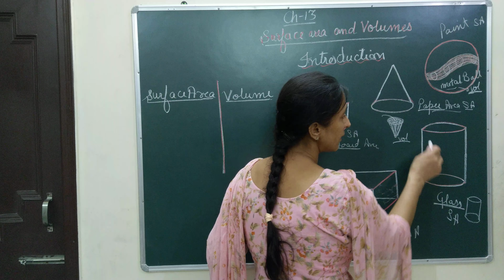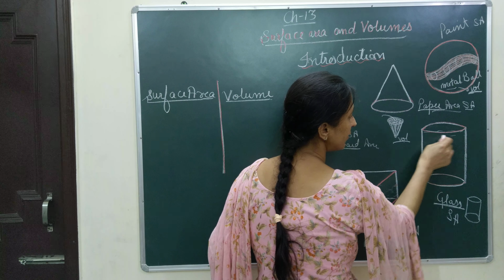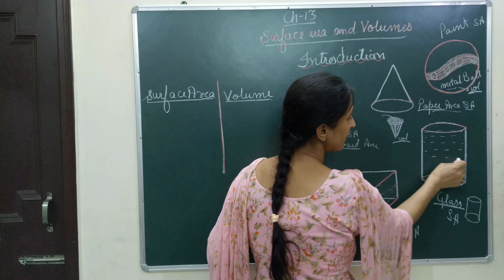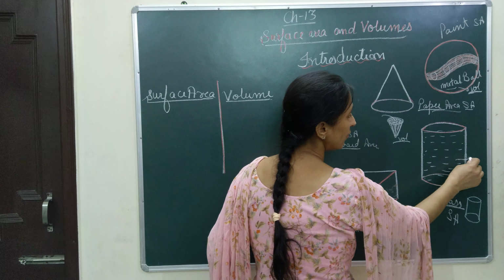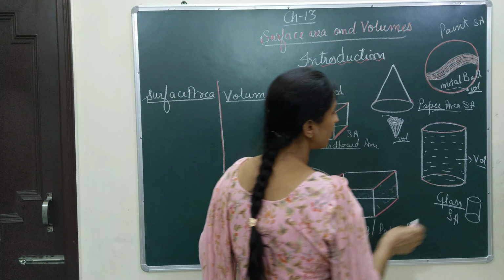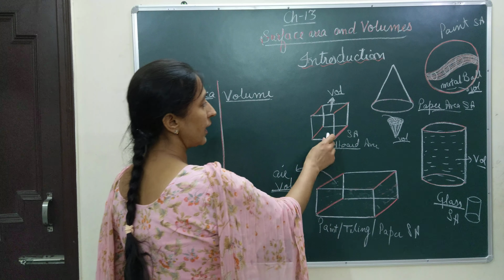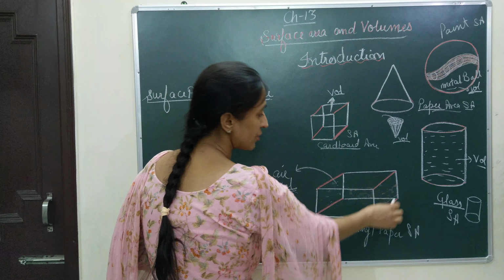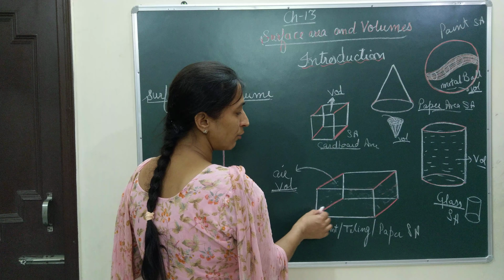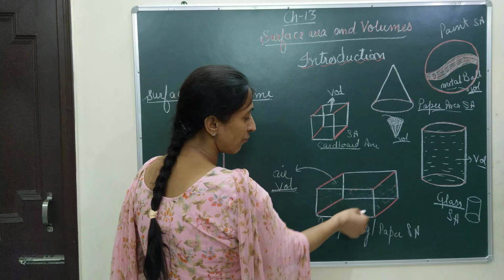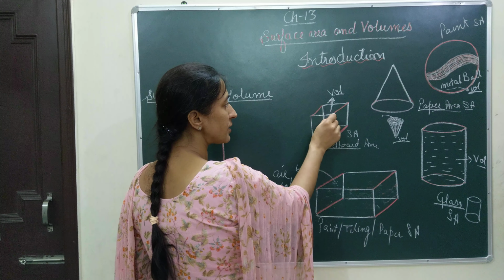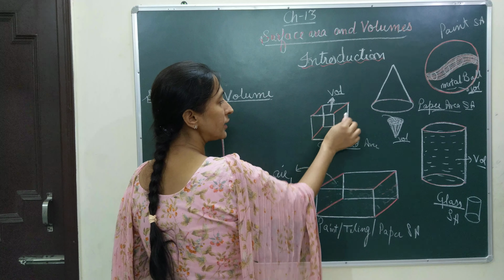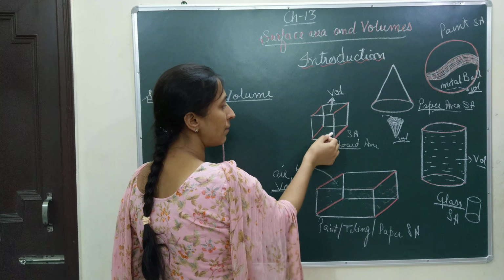But if they are asking, it is a glass cylinder and it is filled with water, then what is the capacity of the water that this glass cylinder can hold? Then you will be finding volume. Whenever you are talking about the surfaces, like the surface of this box, or of this room, this surface includes 4 walls plus its roof plus its floor. Same way here, this box, if I am talking about surface area, that means I am talking about its 4 walls, its top and its roof.